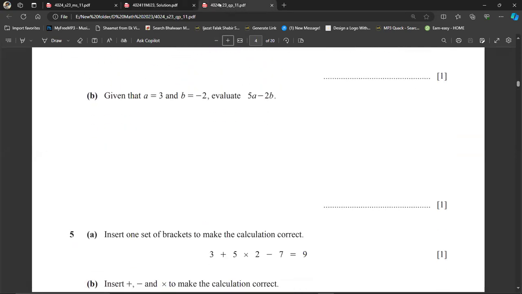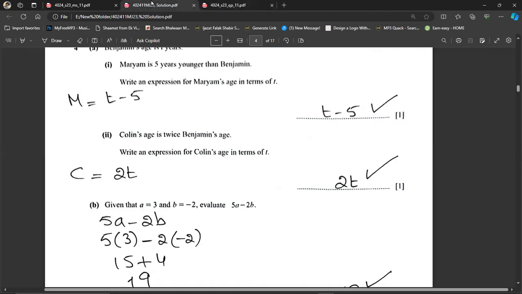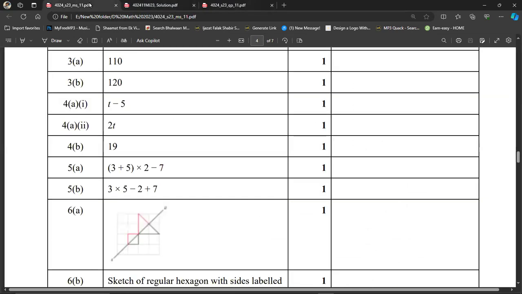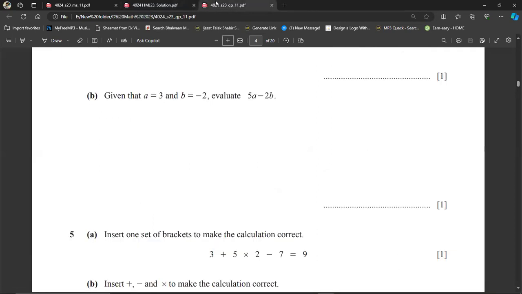Question number 4, B part. Given that A equals 3, B equals minus 2, evaluate 5A minus 2B. Simply substitute the values of A and B and find the value of this expression. So 5A minus 2B is 5 multiplied by 3 minus 2 multiplied by minus 2. That will be 15 plus 4, and that is 19. So question number 4, B part is 19. That's right. This is the solution. It's the question.